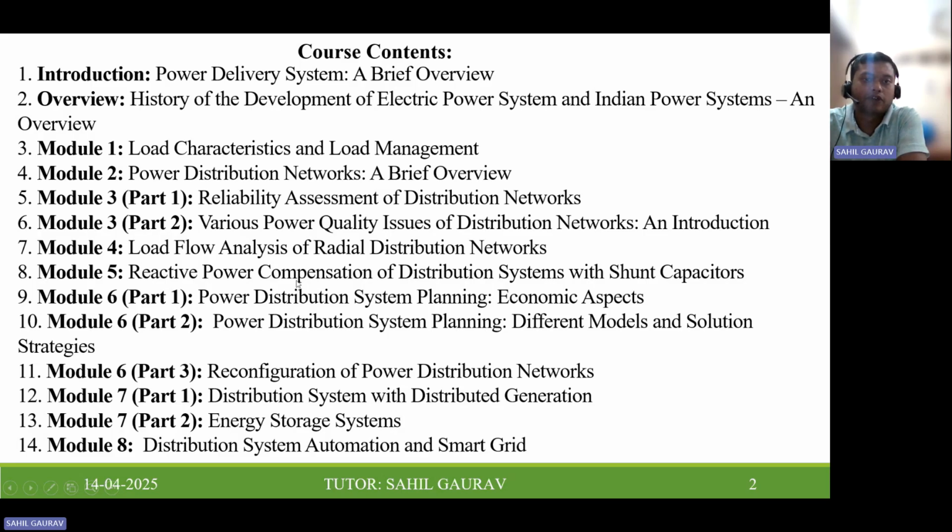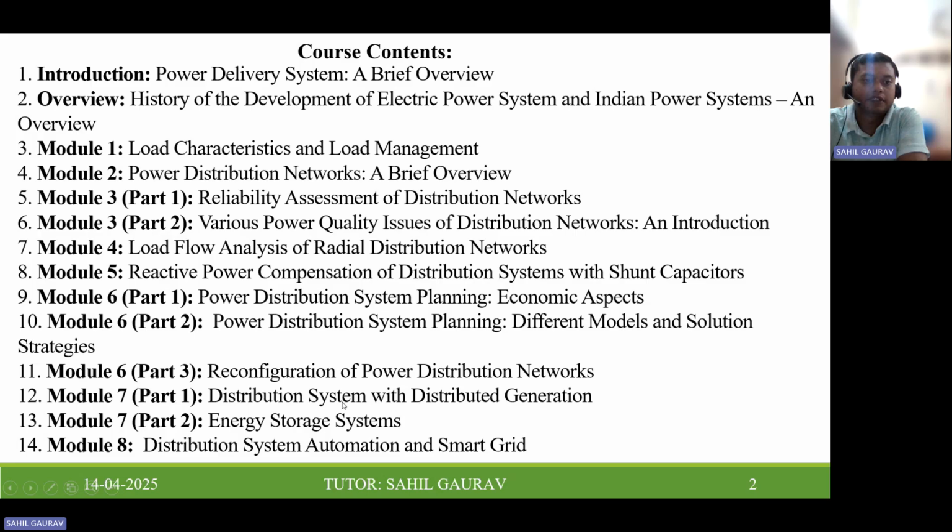After that, we have seen load flow analysis of radial distribution network. In that, we have seen the backward forward load sweep method, and then reactive power compensation of distribution system with shunt capacitors. We have seen the sizing and placement of shunt capacitors for radial feeders. Then we come to the economic aspects of power distribution planning, and then different models and solution strategy for distribution system planning, where we have seen the optimization problem and the strategies for solving that.